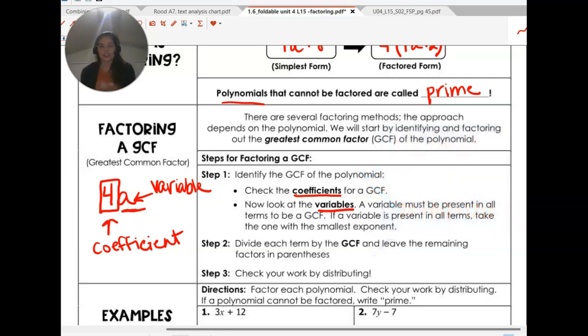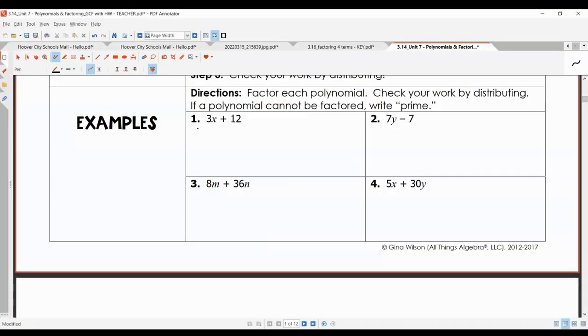All right, so let's check this out. So some examples. Let's go ahead and look at these expressions and factor each polynomial. You can check your work by distributing. If a polynomial cannot be factored, write prime. So number 1, we have 3x plus 12 terms. So we can pull out a 3, and that leaves us an x plus 4.